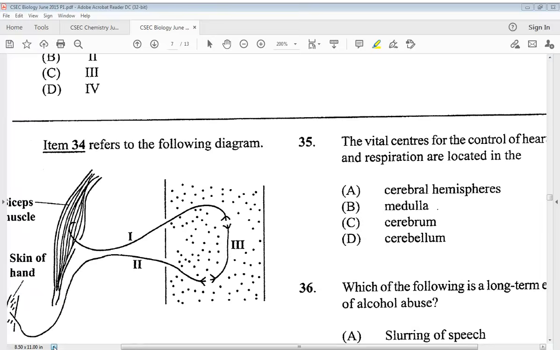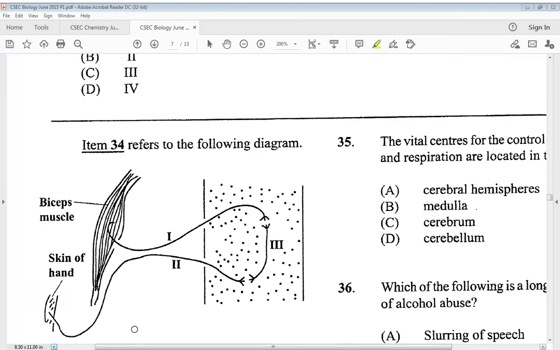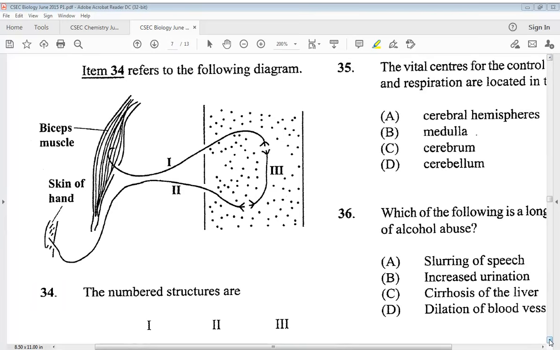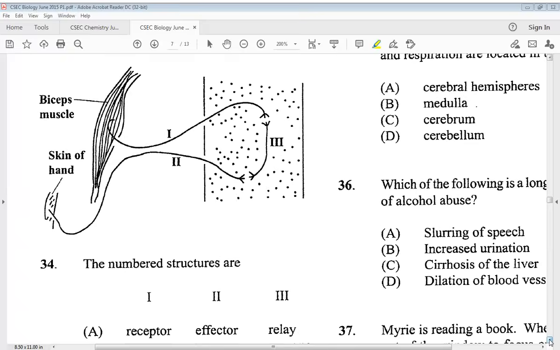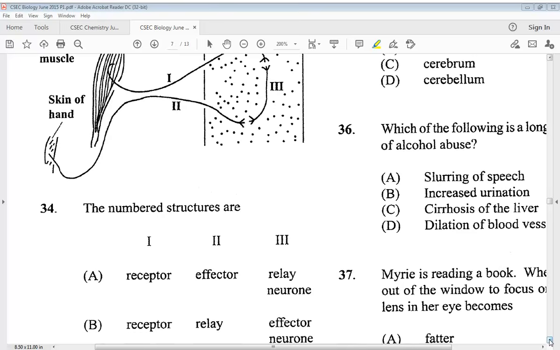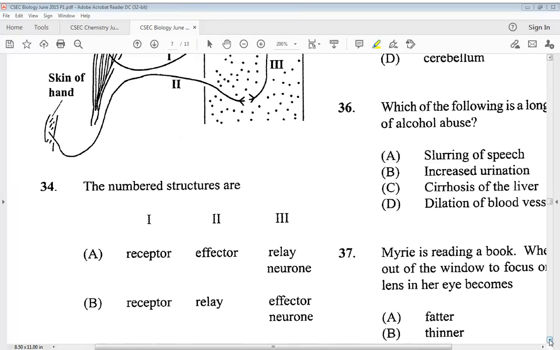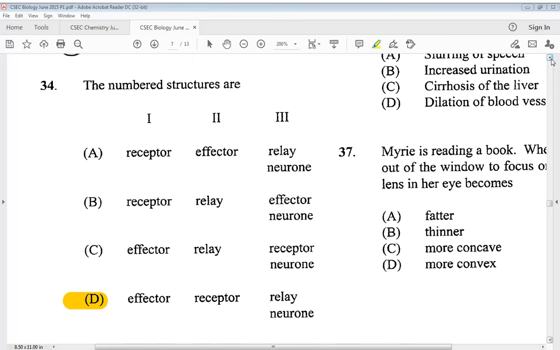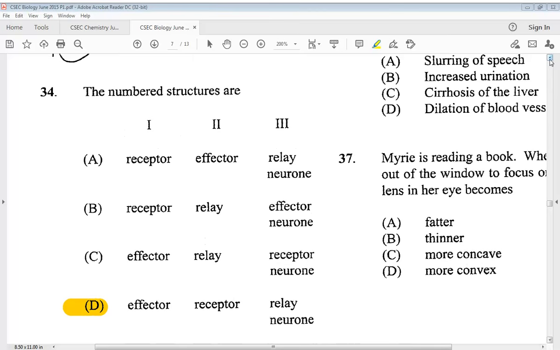So item 34 refers to the following diagram. It says the numbered structures are 1, 2, 3. So what would be your answer for 34? A, B, C, or D? So D would be your answer. 1 effector, 2 receptor, 3 relay neuron. Let's go to number 35.